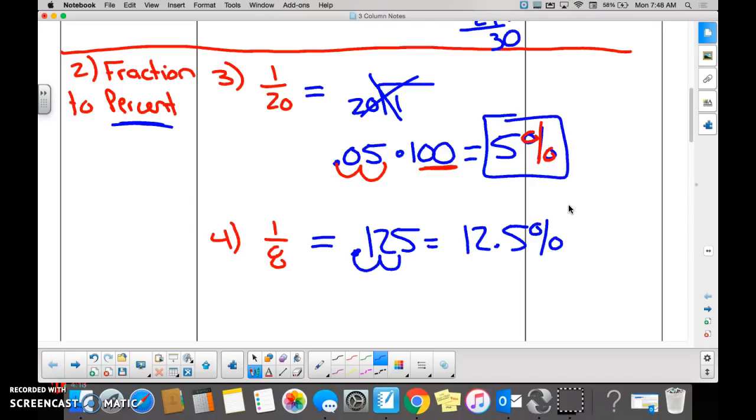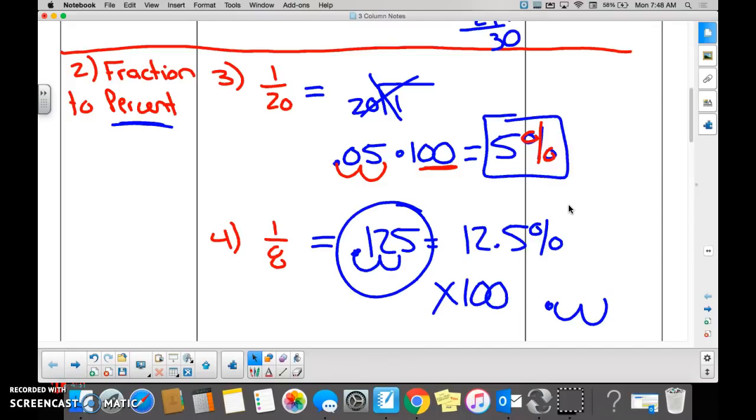You get 12.5%. So remember, the key here is anytime you go from a fraction to a percent, you have to get the decimal first, and then you multiply by 100, which is the same as moving the decimal point over 2 places. Good luck.